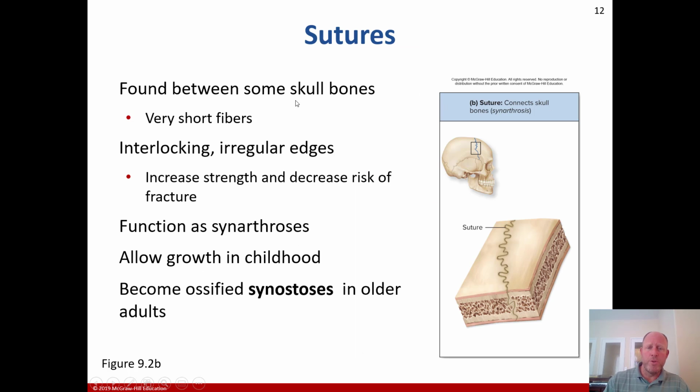Sutures. They're found in the skull bones. They're very short fibers. They're interlocking, with irregular edges, right? They increase strength and decrease the risk of fracture. They function as synarthroses again. They allow growth in childhood, and they become ossified in older adults.